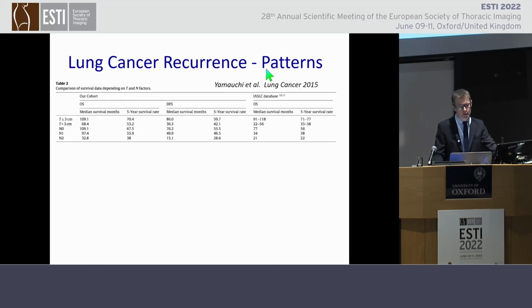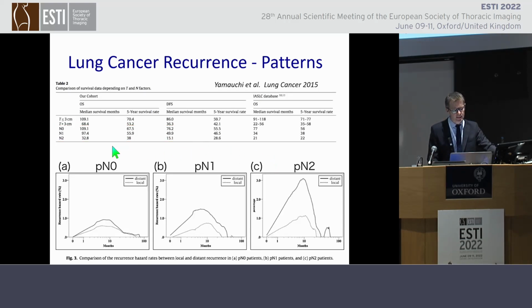Just an interesting paper from a Japanese group which looked at risk factors for recurrence. And tumours over 3 centimetres are more likely to recur than smaller tumours, and they tend to recur earlier. Likewise, with nodal disease, you're more likely to recur earlier if you have more advanced disease, and you're more likely to recur overall. And if you look at the hazard ratio for recurrence in these cases, so if you've N0 disease, in green you have local recurrence, and in red you have distant recurrence, it's about equivalent in terms of local to distant recurrence. However, if you've more advanced disease, you're much more likely to recur distantly. And likewise, patients with N2 disease, much more likely to recur distantly than locally.